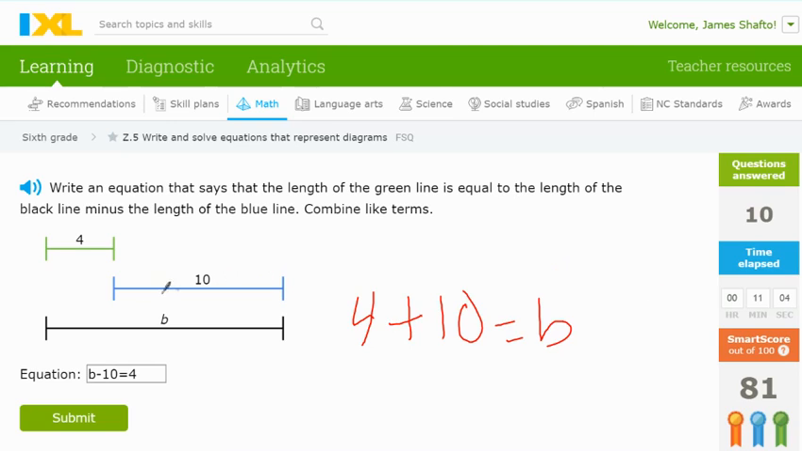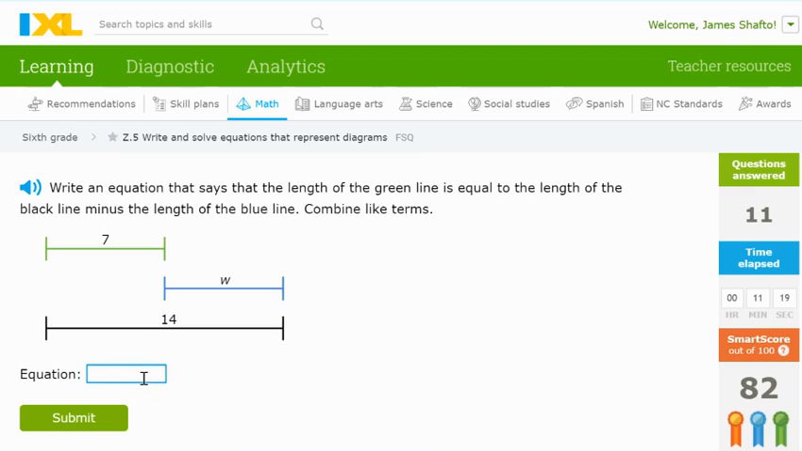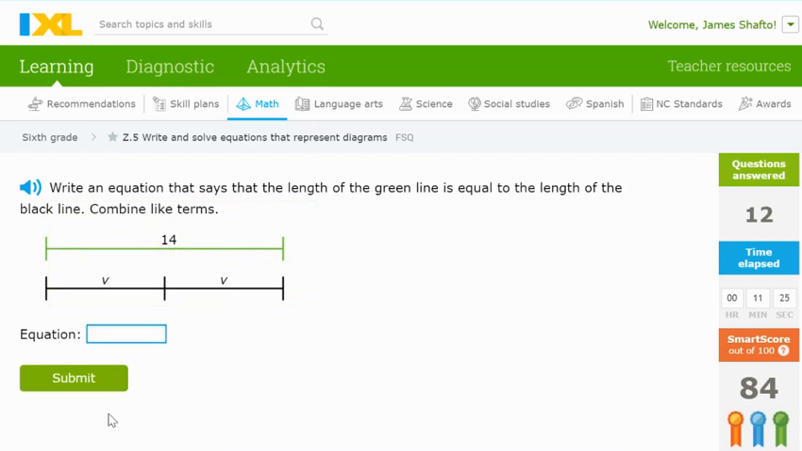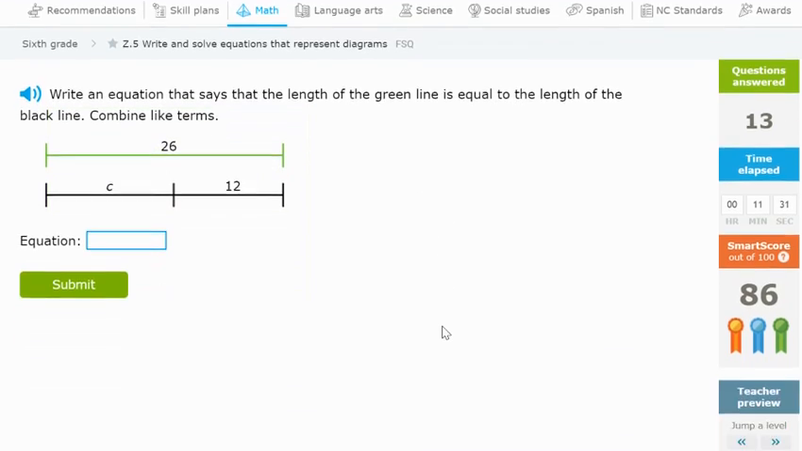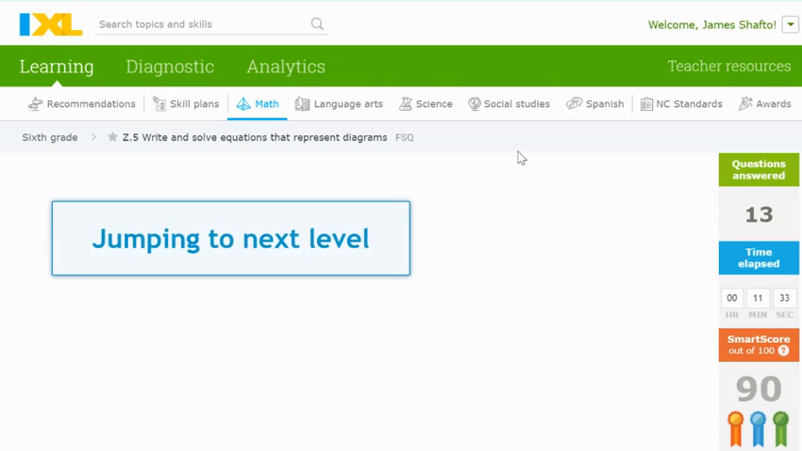It's asking you to see that, oh, when they're not side by side, we're not adding them. We're going to do the same thing. It's just going to be subtraction. Same thing here. I'm going to put 14 minus w equals 7. Here, I'm going to have 2v equals 14.